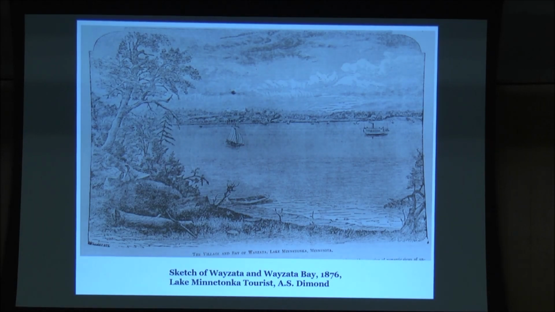That bridge, by the way, was condemned in 1898 and taken down, and then the bridge that was rebuilt actually had a swing trestle in the middle to open it up so that boats could get through it. Taller boats, sailboats. This is a drawing of Wayzata Bay looking toward Wayzata that was published in the Lake Minnetonka Tourist in 1876. And you recognize that. Isn't that just like Wayzata today, right?